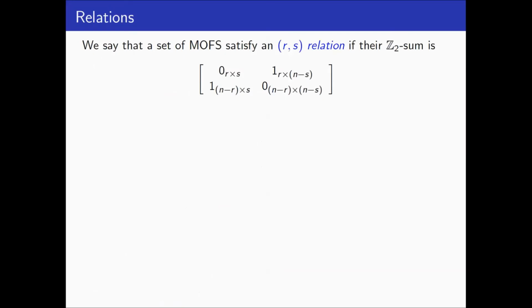Okay, so I wanted to tell you a little bit about how we showed things were maximal. It's a very simple idea. You take the Z2 sum of all your matrices and then hope that it's rank 1. So if you are lucky enough, or you construct your matrices well, then when you take the Z2 sum of everything, it will have this structure, and we say that it satisfies an R by S relation if that's the size of your matrix at the top of zeros.